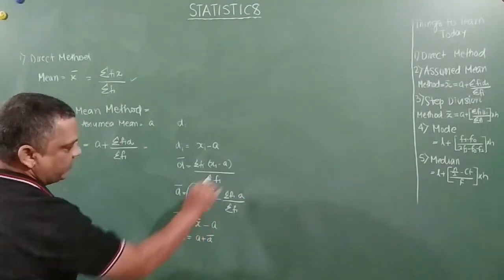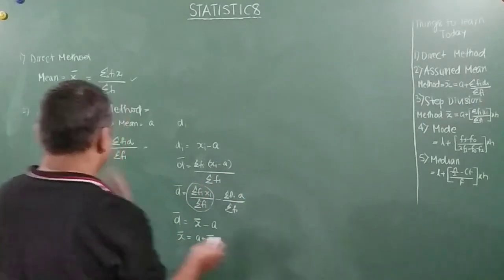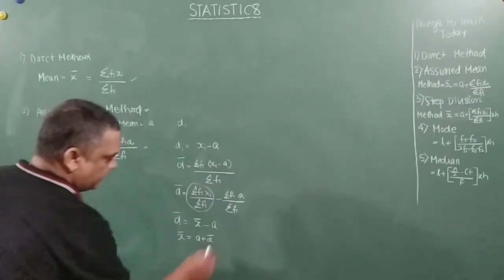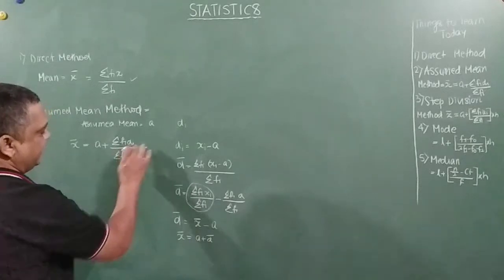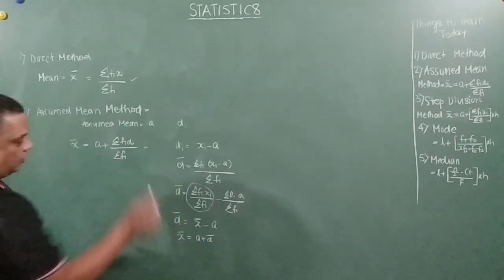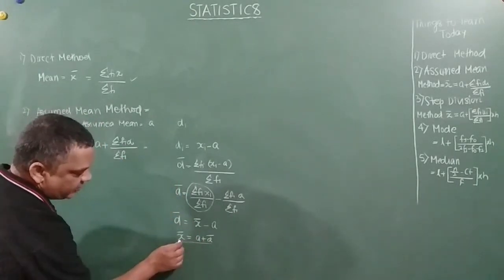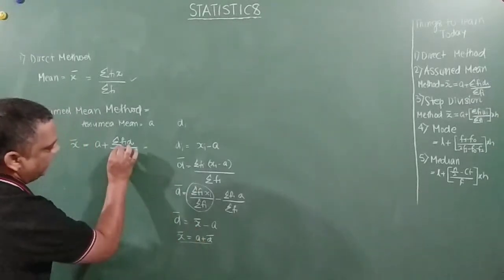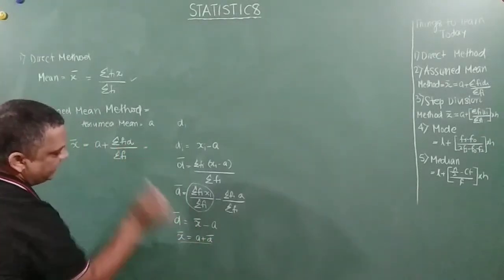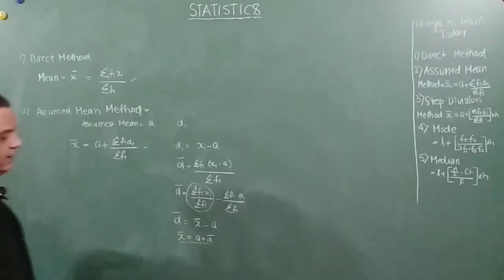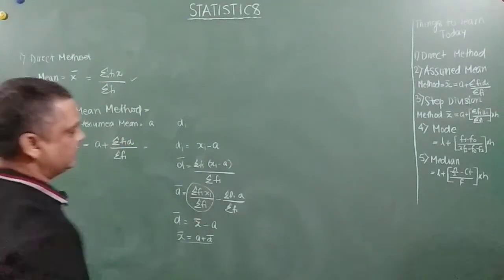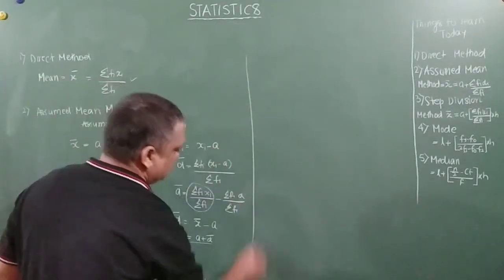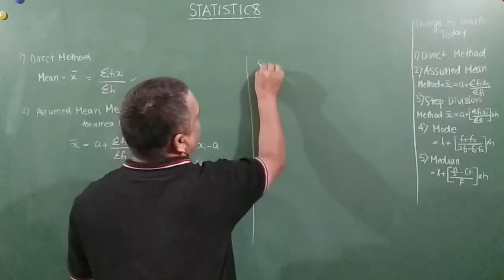Whereas d bar can be represented as sigma fi di divided by sigma fi. So at the end we can say x bar is equal to A plus sigma of fi di divided by sigma fi. So this is your assumed mean method. Now let us understand the step division method formula.